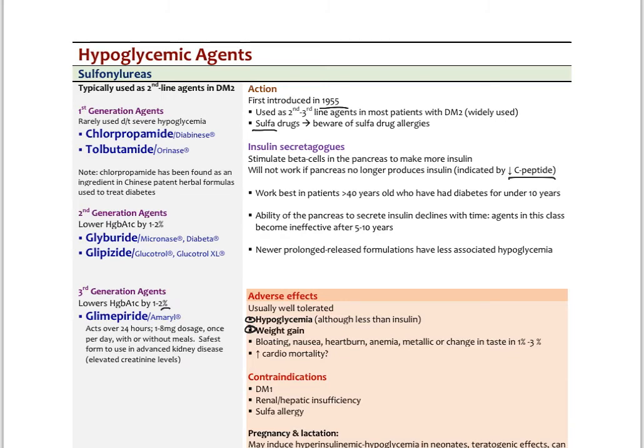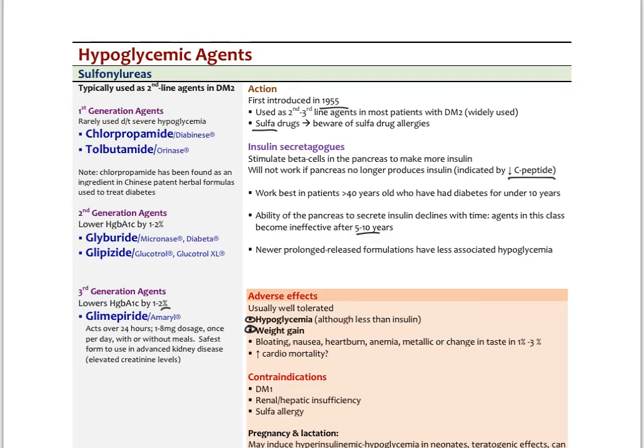They work best in patients over 40 who have had diabetes for under 10 years. And again, over time, it's kind of like whipping a tired horse. The beta cells burn out, and so these drugs will become ineffective after about a decade. There are newer prolonged release formulations that seem to be less able to cause hypoglycemia, but I typically don't use these anymore because of all the potential adverse effects.